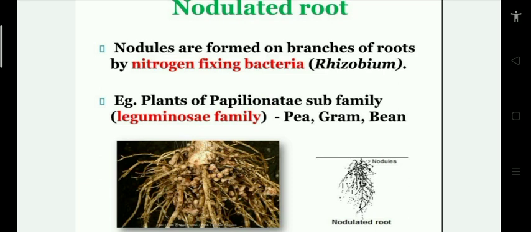So what is the story? The Rhizobium bacterium and the nodulated roots both show symbiosis, meaning both help each other. Rhizobium bacterium helps in nitrogen fixation and gives it to the plant. The plant gives shelter and food material to the bacterium. That is nothing but nodulated roots. Nodulated roots are mostly present in the Leguminosae family, Papilionaceae family. Examples: pea, gram, and bean.